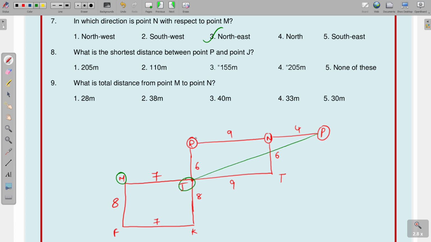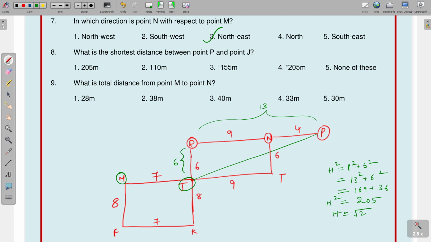So, see from R to P, that is totally 9 plus 4, 13 meters. R to J, it is 6 meters. Okay. So, for the shortest distance, apply the Pythagoras theorem: hypotenuse square equals perpendicular square plus base square. So, here 13 square plus 6 square, 169 plus 36, that is 205. So, h square equals 205, h equals root 205 meters. So, it is root 205, option 4 is the answer.